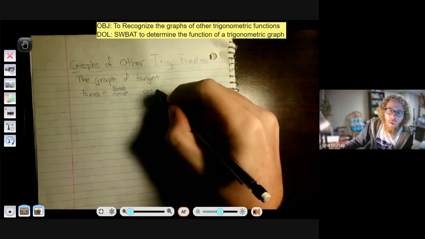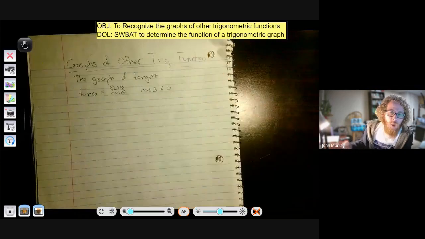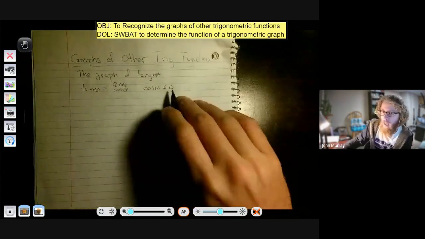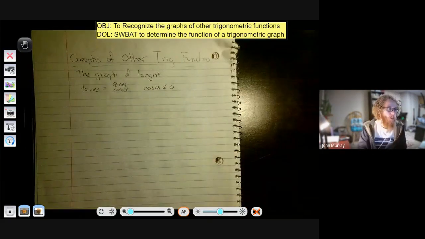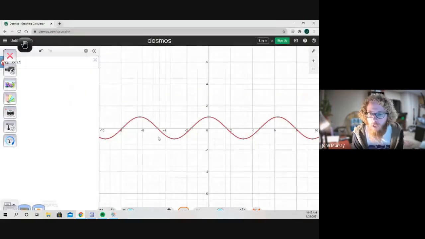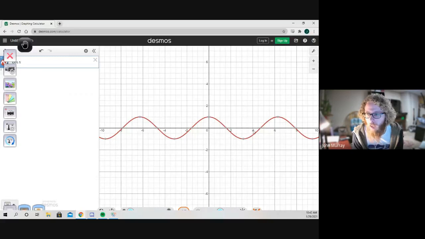One of our restrictions is that we have cosine in the denominator, so we can't have cosine equal to 0. Going back, we know there are a lot of instances where cosine is equal to 0. It crosses the x-axis a number of times. Here at pi over 2, or 90 degrees, cosine is 0.